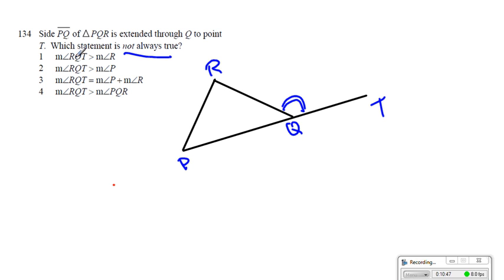Now, RQT is greater than angle R, that is true. And RQT is greater than angle P, that is true. Now, the measure of the exterior angle is the sum of two remote angles, that's also true. RQT, which is the exterior angle, has to be greater than PQR, the interior angle that's right adjacent to it. That we have no idea based upon the kind of triangle we are looking at. So therefore, our answer must be choice D. That's not always true.